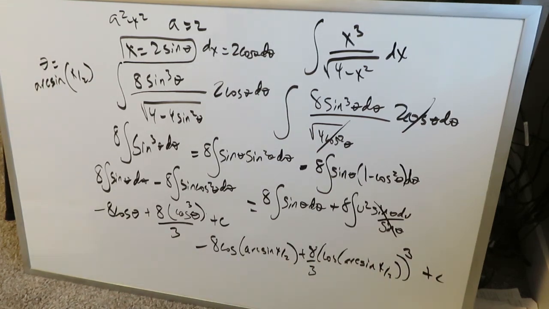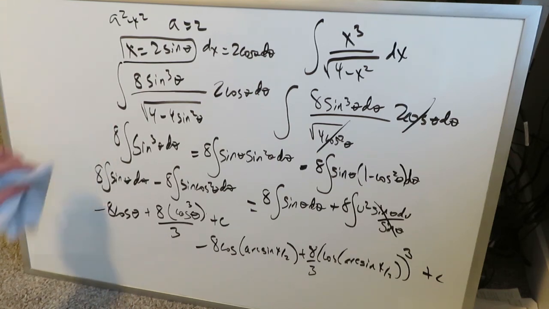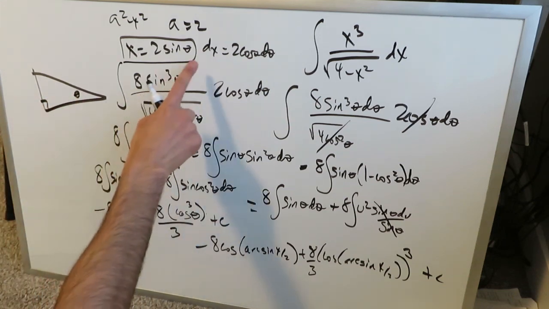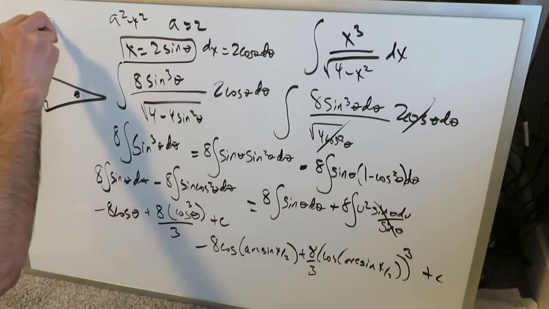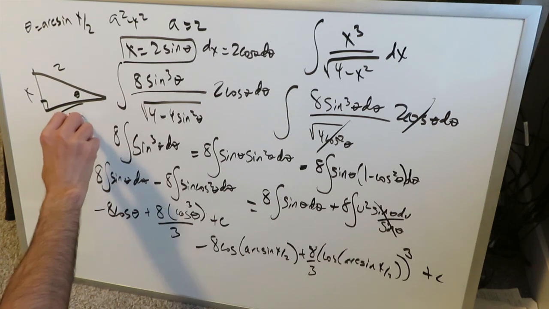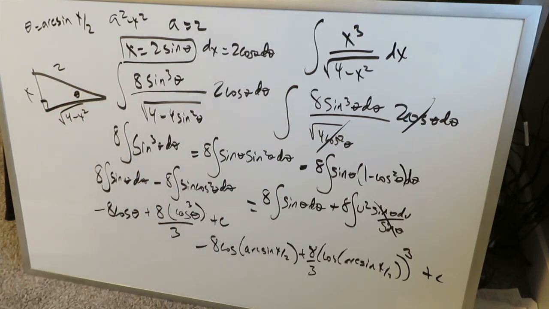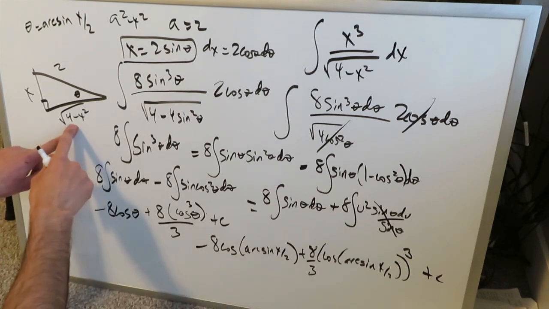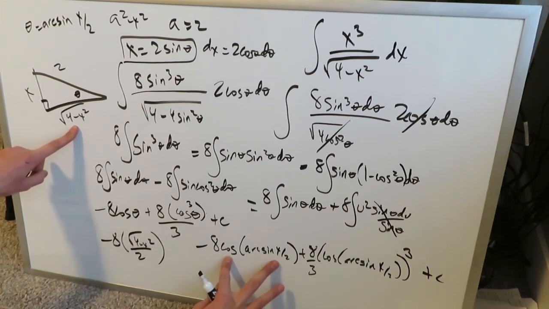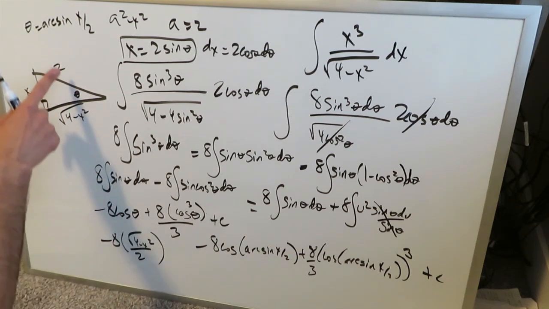If you want to make your answer even more meaningful, you could, with regards to the triangle. If you do a triangle over here and you look over here, theta is equal to arc sine x over 2. Here's my x, here's my 2. What does this become? Root of 4 minus x squared. You can take the information from right over here and plug it in here and make your answer slightly more meaningful. Cosine of arc sine x over 2 is root 4 minus x squared divided by 2. You get minus 8 into root 4 minus x squared over 2. I'm just getting the cosine of this value.